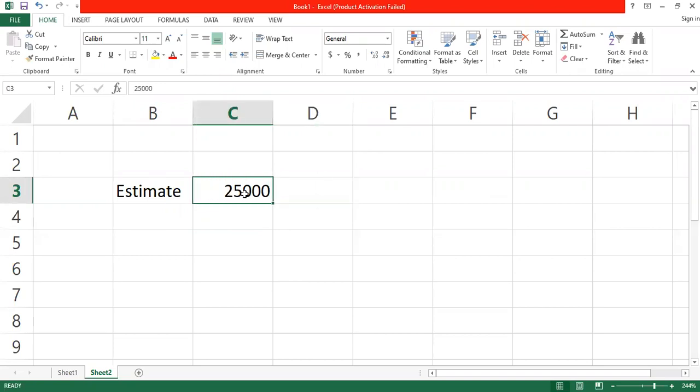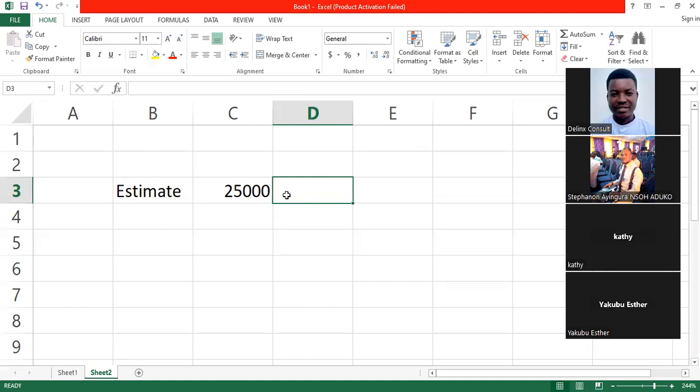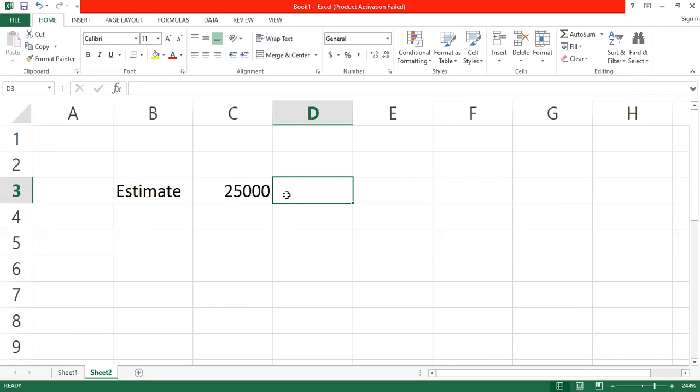The 25,000 is the amount that you are saying you are going to pay GRA, isn't it? Yes. At the end of the year, have you paid GRA? Not yet. So you are owing them, isn't it? Yes. So this will be treated as what? A liability. Which of the liabilities? Current liability. Okay, so we assume that the payment will be done maybe in 3 or 4 months' time. So this is a current liability, and it will be treated as a liability.